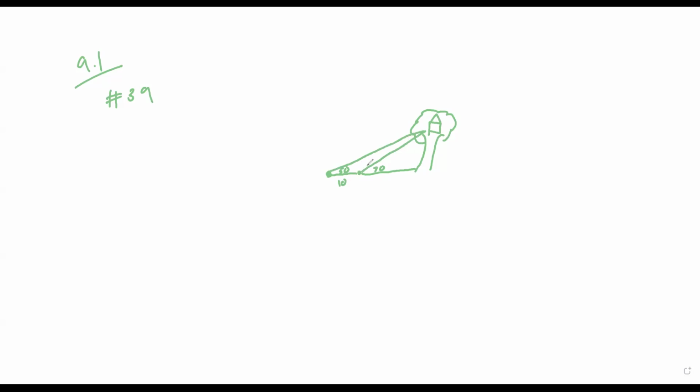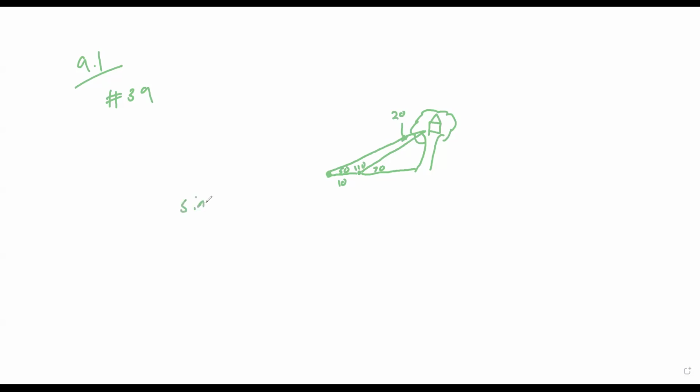Since this angle and this angle are supplementary angles, they equal 180. So if this is 70, that means this right here would be 110. And if this is 50 and this is 110, this is 20, right? So that'll give me 180 degrees. Since I now have this angle and I know this side, I can use the law of sines to figure out what this side is.